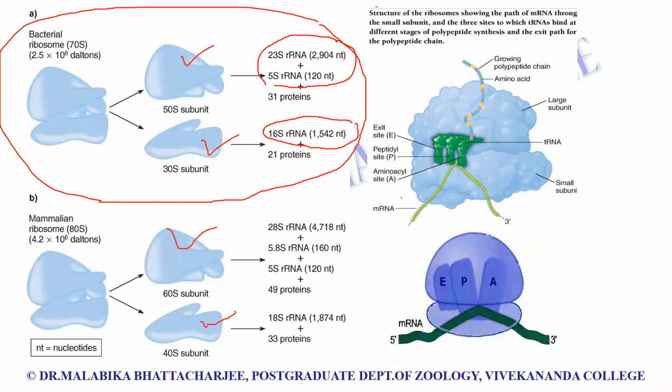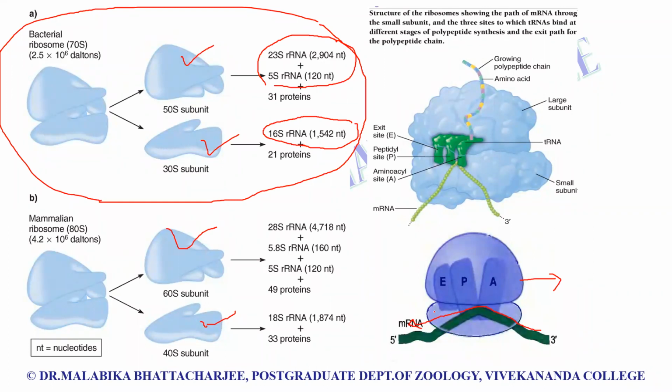There is one more thing I want to show here: during translation, you can see the mRNA is passing through the ribosome, isn't it? So during translation, as you can see in this particular picture, the mRNA actually passes through the small subunit of the ribosome. This is something very important. That is how I've shown you the direction. The ribosome moves in this direction, and the mRNA is passing in this direction.